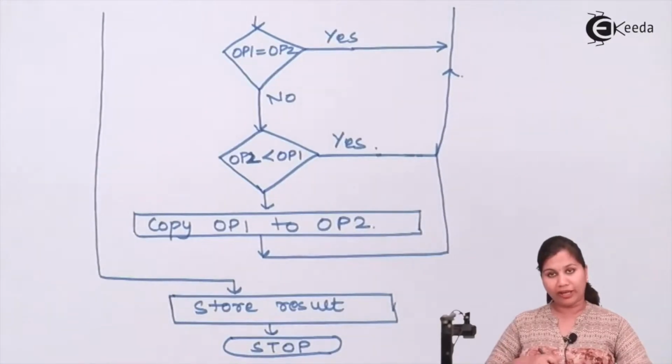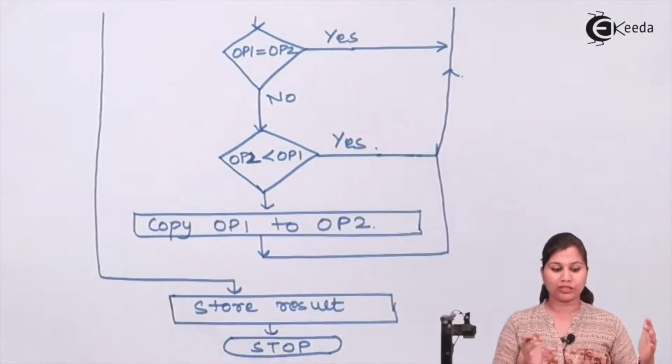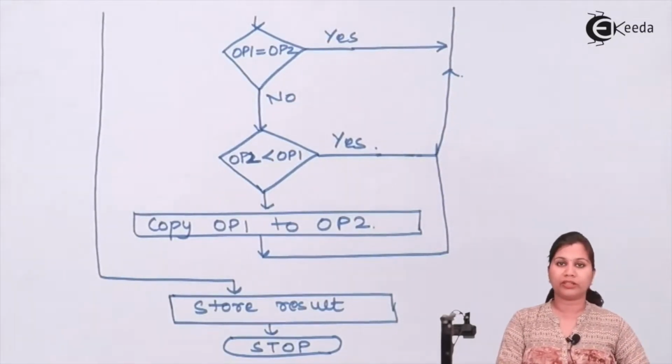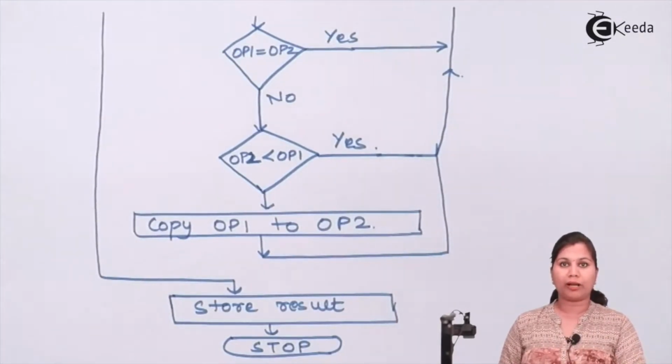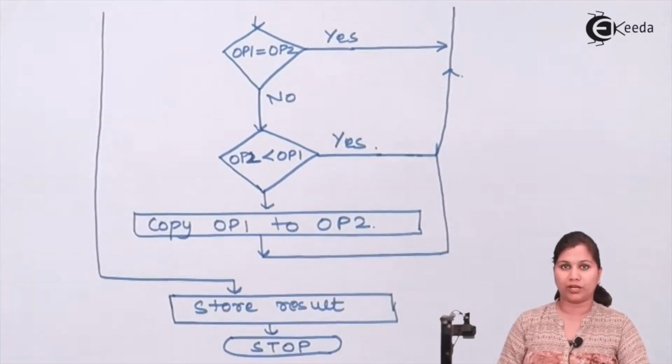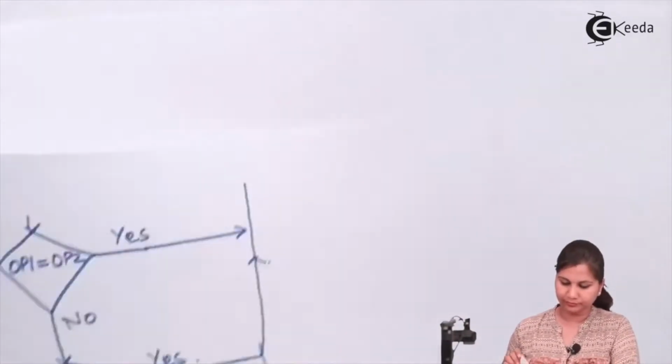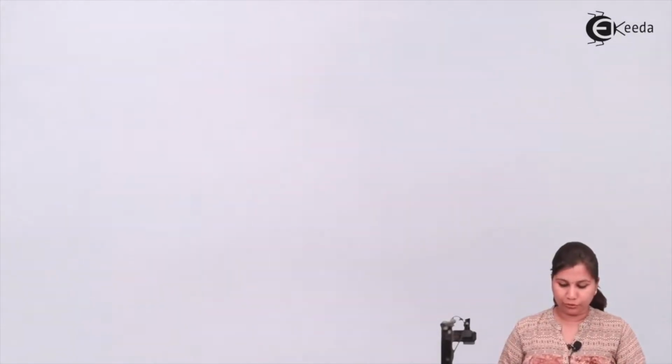So when we write the program, whatever blocks are there in this flow chart, we are going to replace those blocks with the instructions. So it becomes very easy to write the program if we have drawn the flow chart. Okay. Now let's come to our program.